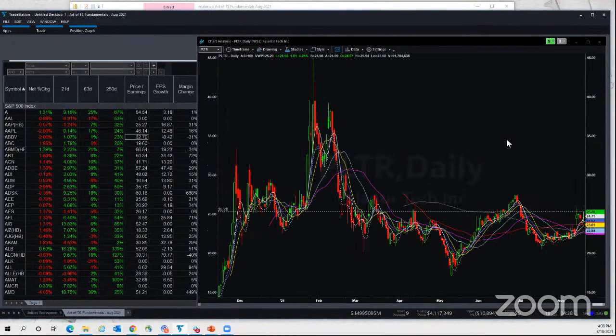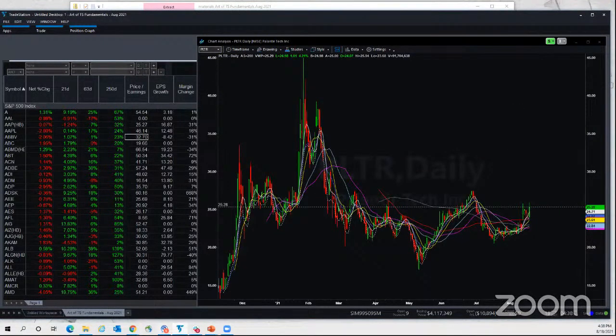This stock suffered. It did nowhere after its initial IPO. I mean, it doubled, I think, off the IPO price, and then it just did nothing for all year. And here we are on a day when the S&P is down close to 1%, or actually is down 1.3% today. Here we have Palantir up 4%.